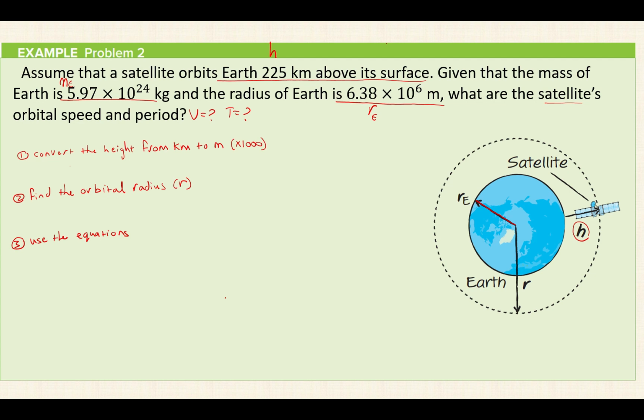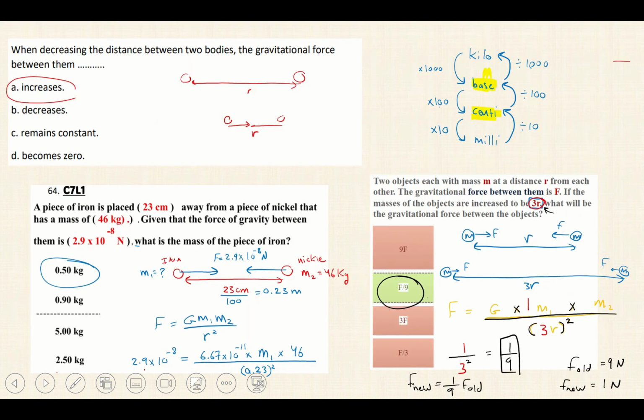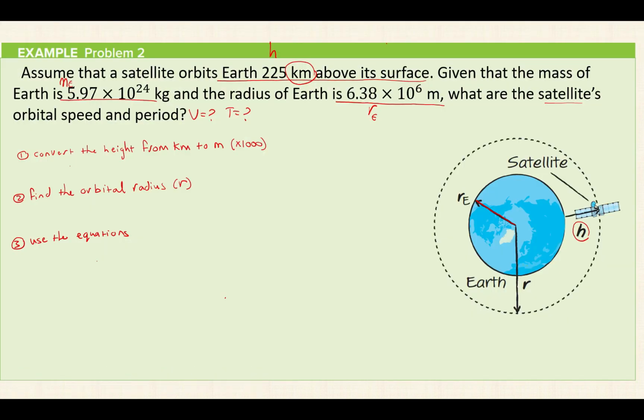The first thing I need to do is to make sure that all of the units are base units. You can see here that the height of the satellite above the surface is in kilometers. So what should I do? I need to convert it into meters. Remember the scale. If I want to convert from kilo unit to the unit, I need to multiply by 1000. So in order to convert 225 kilometers into meters, I need to multiply by 1000. That will give you 225,000 meters. So this is the height of the satellite above the surface in meters.